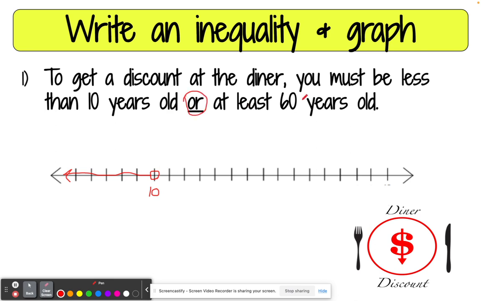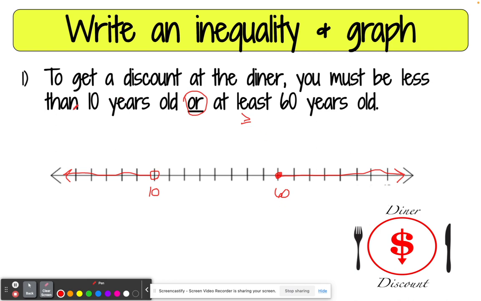You have to be at least 60 years old. So at 60, I'm not counting, I'm just putting random spots. I'm going to need a closed circle because at least means greater than or equal to. So at least 60, going to put my closed circle there, and numbers that are greater than or equal to are going to go this direction.